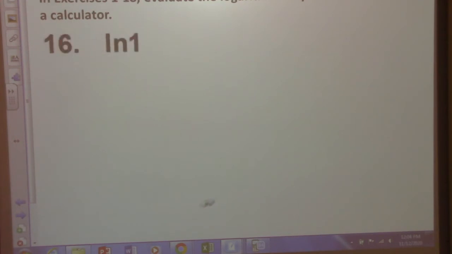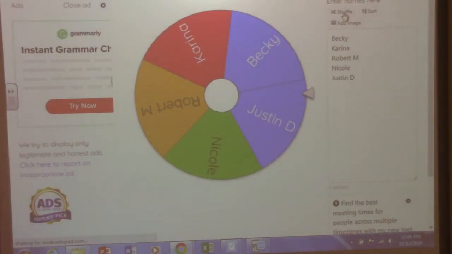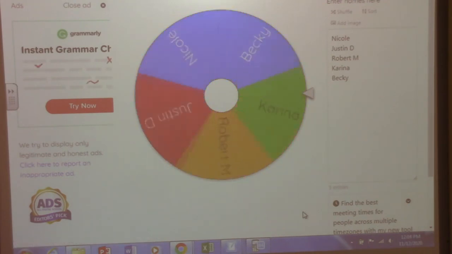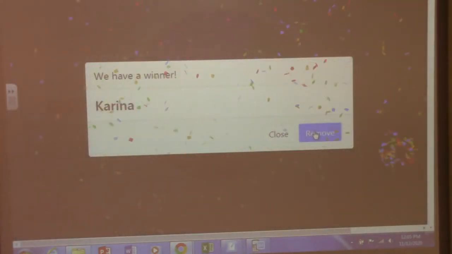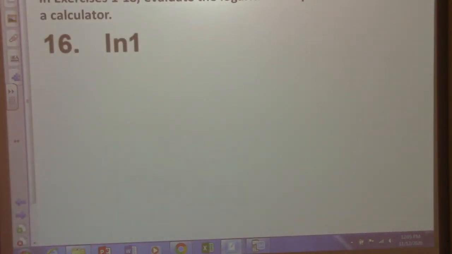All right, this one here, we're going to spin a wheel on this guy. Okay, I'll shuffle this once. Here we go. It'll be Robert or Karina. It's going to be Karina. Okay, Karina, what do you think?